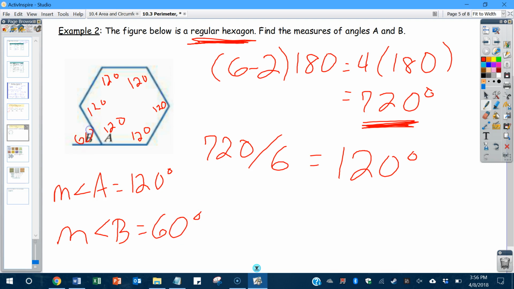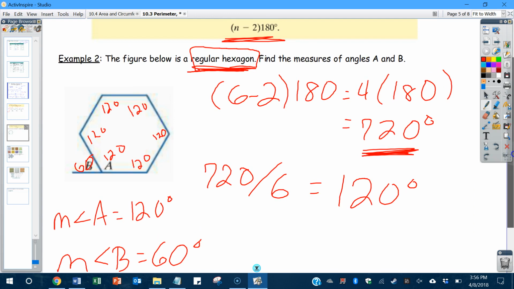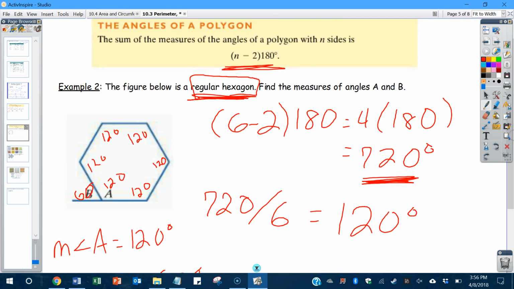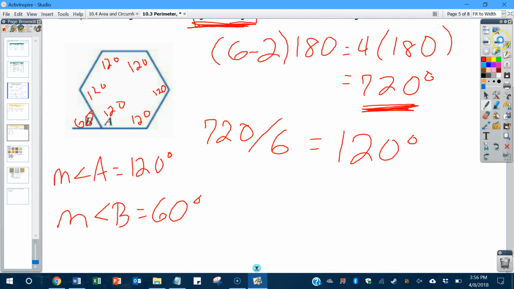So there are certain advantages to knowing that you have a regular polygon, because that's what allowed us to take 720 and divide it by 6. Having a polygon at all, and knowing the number of sides, it's a hexagon, or just counting the number of sides, let us use this formula up here with the angles to do this. So that was kind of nice.